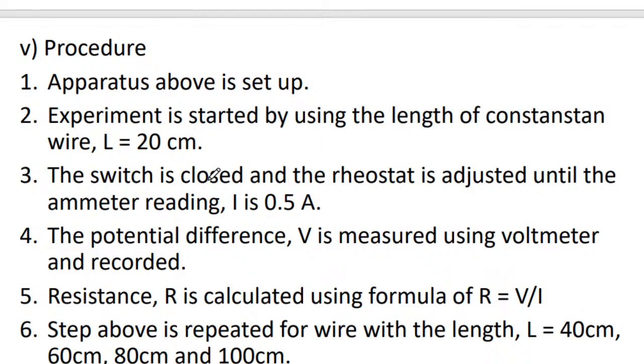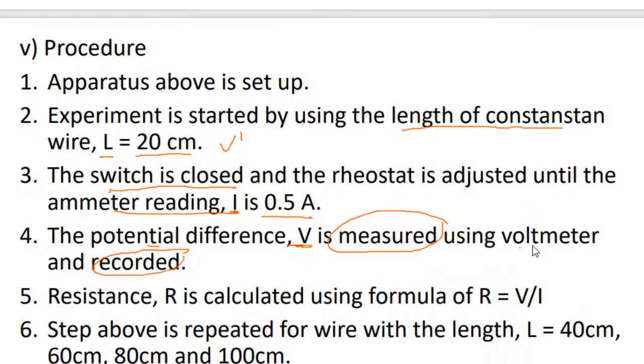So cara tulis sama. Kan? Experiment is started by using name, symbol, then the quantity that you use. What is the magnitude? This is the first mark. Then don't forget this, switch close mesti ada. Without this, your responding variable will be no mark. Okay, switch close. You have your ammeter reading, you have the symbol I, and then the value, then the potential difference V. Okay, using voltmeter, can see this word, measure, sentiasa ingat, measure and record. Measure using an instrument, name it, and then record. This one is the mark.